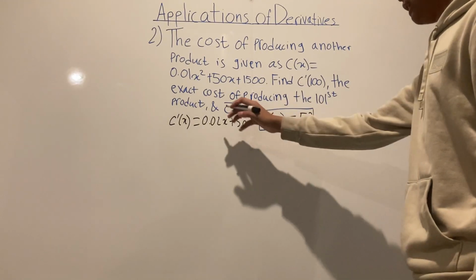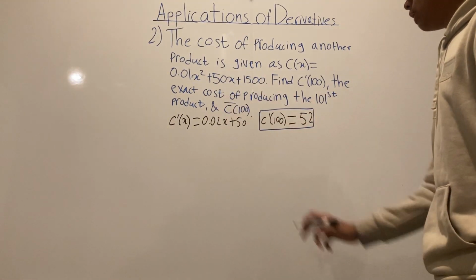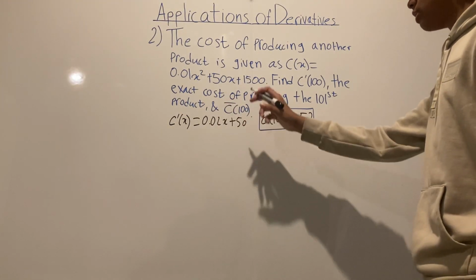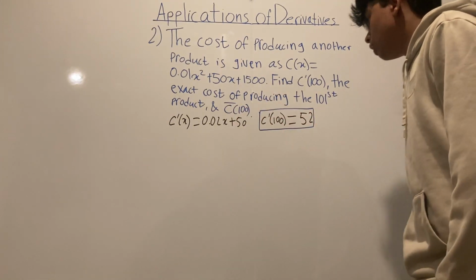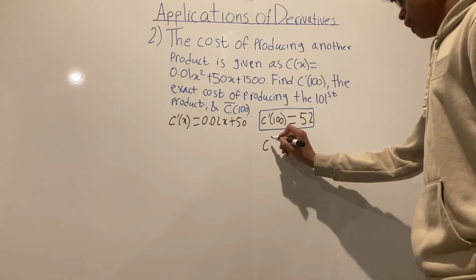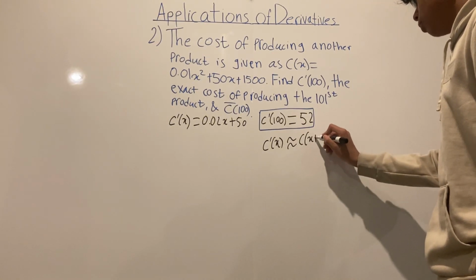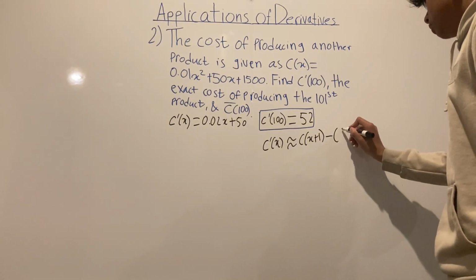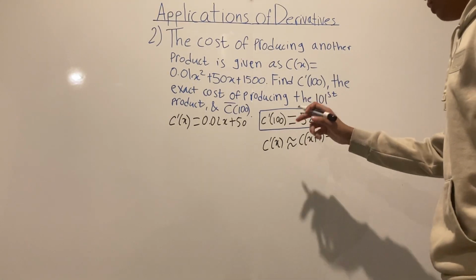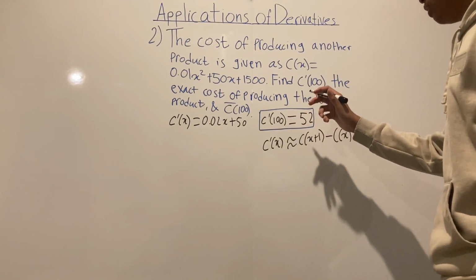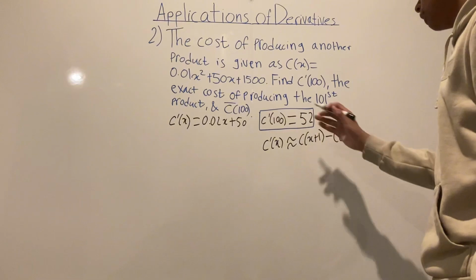Now we have to find the exact cost of producing the 100th one. And I said exact here because technically C prime of x actually gives you an estimate of the exact cost to produce the next one, which is why you can write C prime of x as C of x plus 1 minus C of x. And it's an estimate because if you graph the derivative function and the actual function, you're going to see that there's actually a little discrepancy, and it's very small, but it's still an estimate because it's not the exact amount.